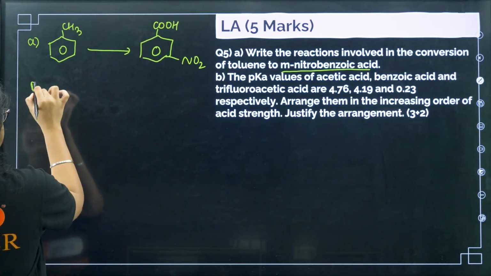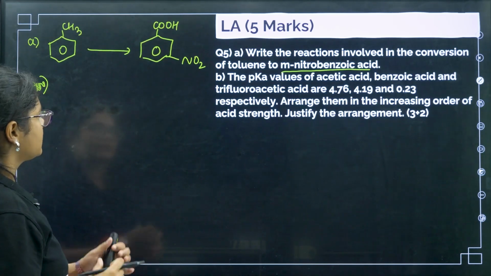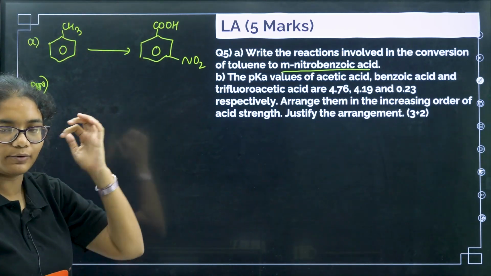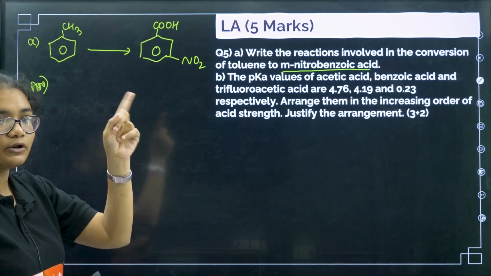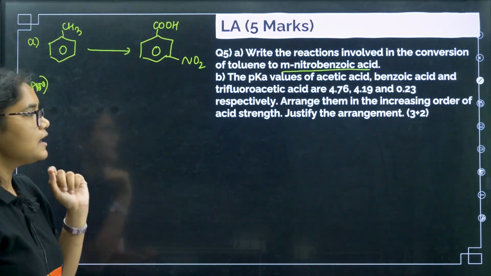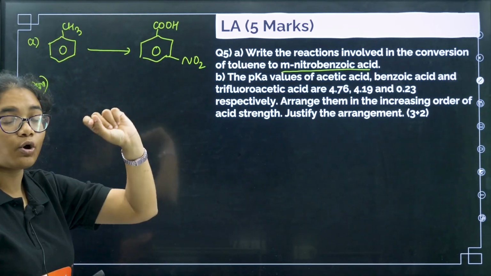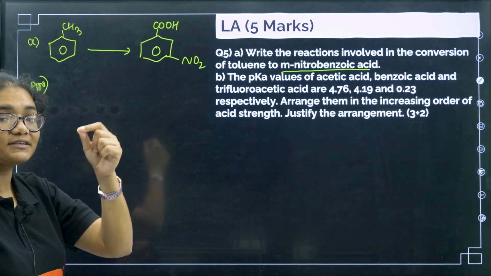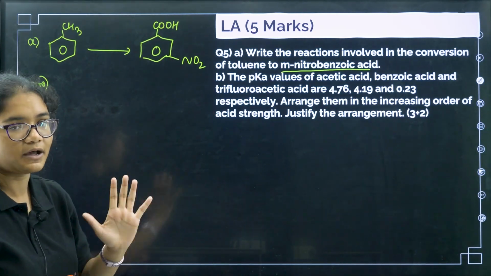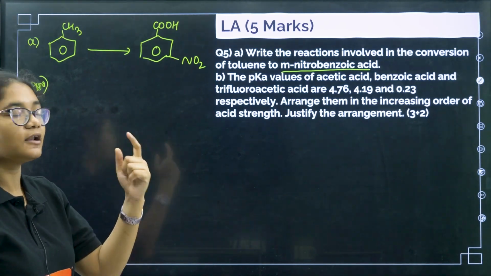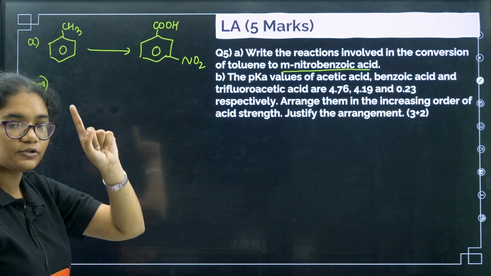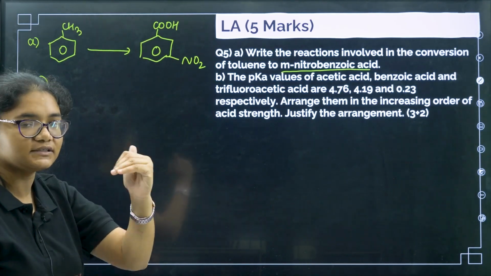Now see the answer. Either you can first add the nitro group and then oxidize CH3 to COOH, that is one possibility, or first we oxidize CH3 to COOH and then convert it into the nitro compound. Now the CH3 group is an ortho-para directing group. So if you do nitration first, the NO2 group will not come in the meta position; it will go to ortho and para positions. But the COOH group is a meta directing group, so that will direct NO2 to the meta position. So the first step should be oxidation of CH3 to COOH.